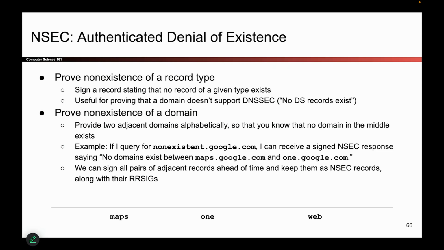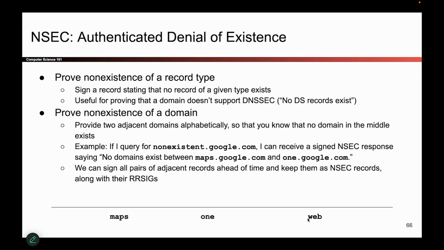In that case, all that the name server has to sign ahead of time are 3 ranges of non-existent domains. One of the ranges is between maps and 1 alphabetically. So we say everything between maps and 1 doesn't exist. That's an English statement. You could sign that statement, and that proves non-existence of the whole range. Then we'll sign the second record saying there's nothing between 1 and web alphabetically, and we'll sign that record too.